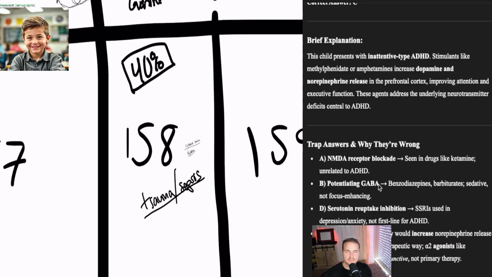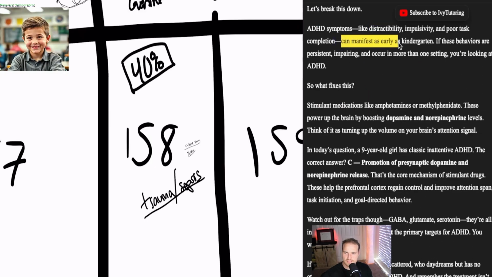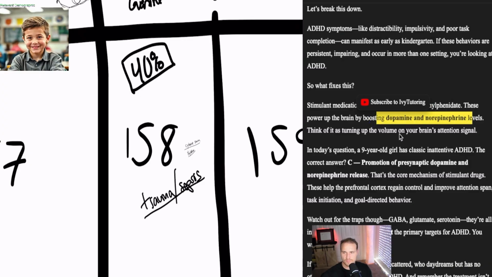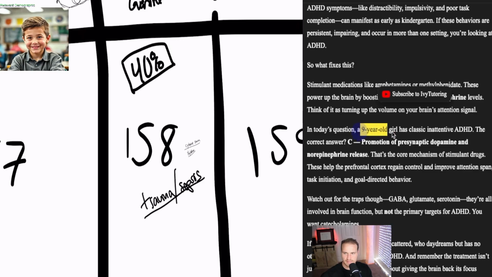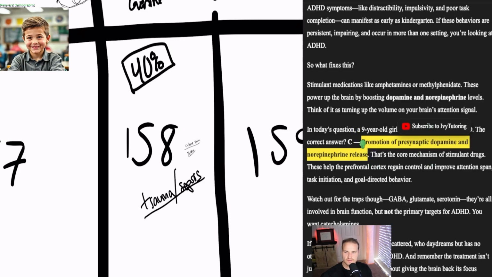And this is crazy because 10% of children in the United States are diagnosed with ADHD. So distractibility, impulsivity, poor task completion as early as kindergarten. You give them stimulants, they power the brain, boosting dopamine and norepinephrine. It just lets you focus. So we've got a 9-year-old girl, inattentive ADHD, promote those presynaptic dopamine and norepinephrine release, and you're good to go.